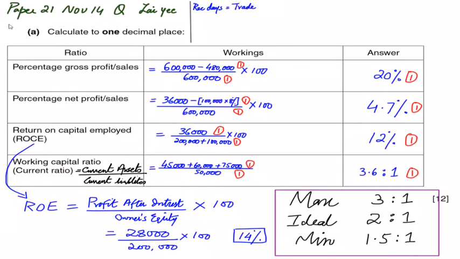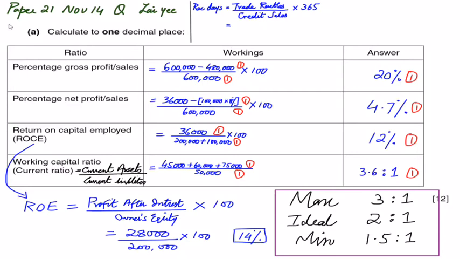Receivable days, first of all, you can see the formula. Formula is trade receivables upon credit sales into 365. So why do we calculate the receivable days? The receivable days basically tell us how much time on average our customers take to pay us the money back that they owe to us. So this is also known as the receivable collection period.